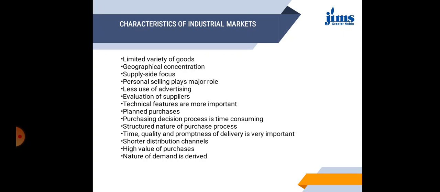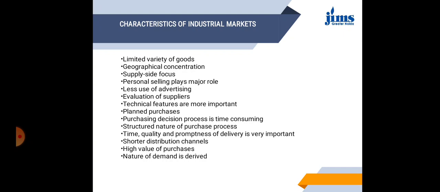Next is evaluation of suppliers. The industrial buyers actually take a lot of time in evaluating multiple suppliers of the commodity because the volume and value of purchase is too high. So they do not settle or compromise with any supplier. They actually go by thorough evaluation of all of them and take a final decision of a supplier.